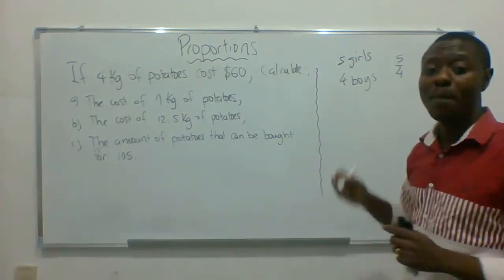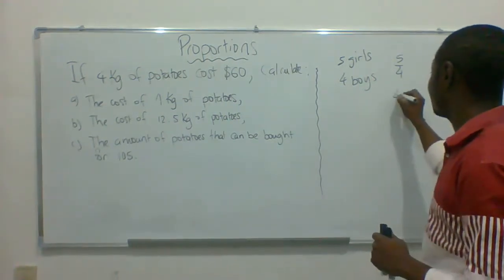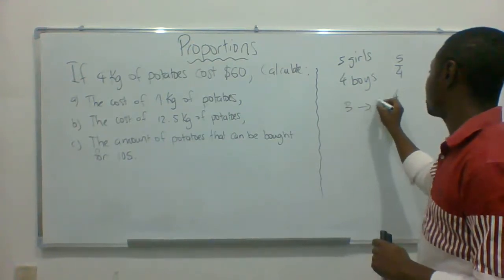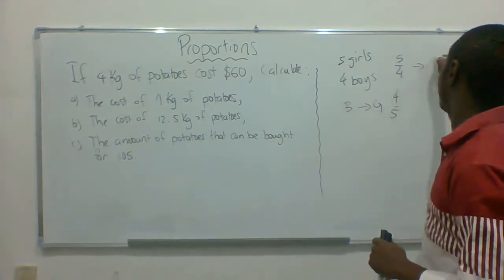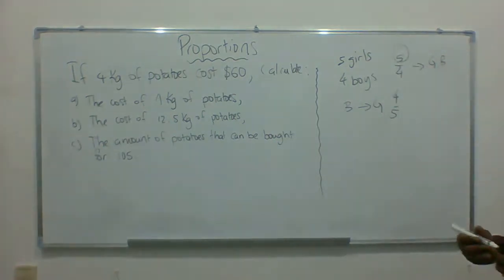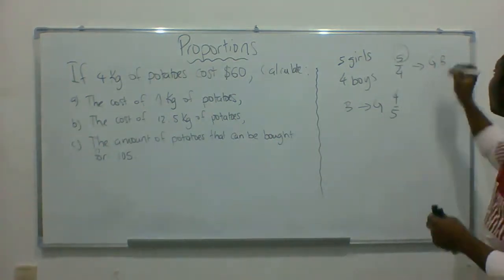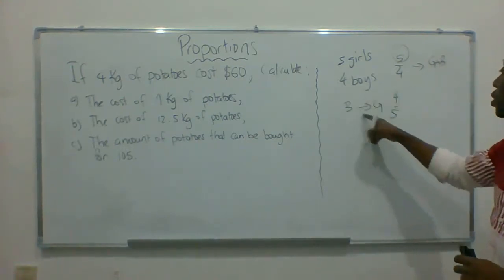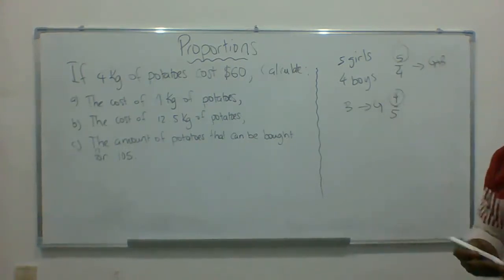And the ratio of the boys to the girls is 4 to 5. So this is boys to the girls. And this is girls to the boys. So you start with the girls amount at the top because it's the girls to the boys. And for the boys to the girls, you start with the boys number at the top.